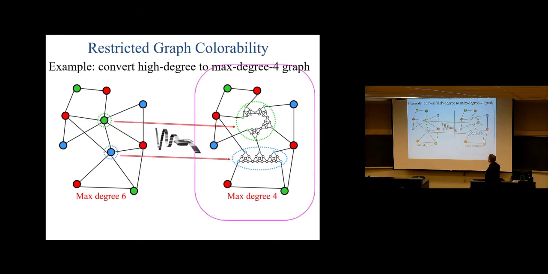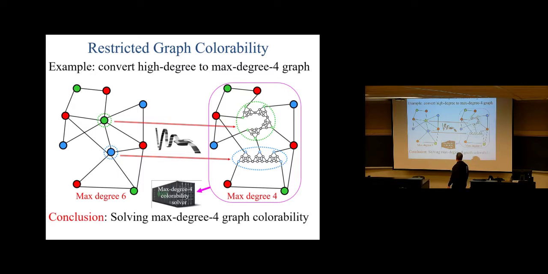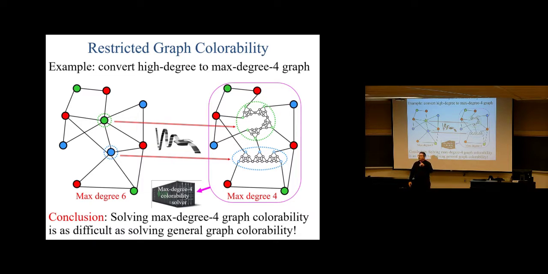And this transformation is pretty straightforward. It works in all cases. And now you have a max degree 4 colorability solver that can do any colorability solutions for any graph. Bottom line is, the problem is NP-complete, even if the degree is restricted to be 4. Any questions about any of that?